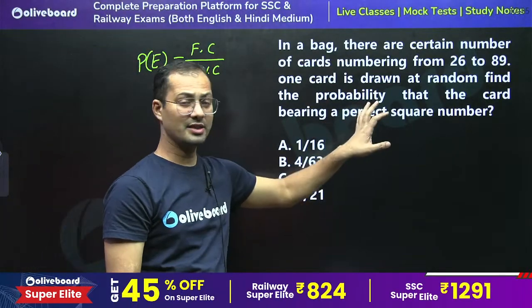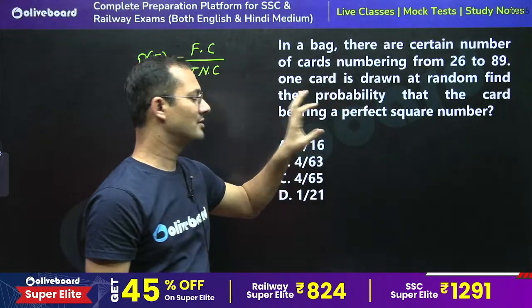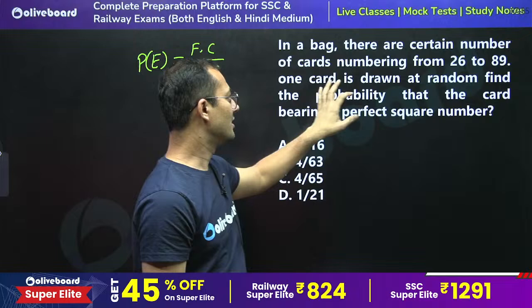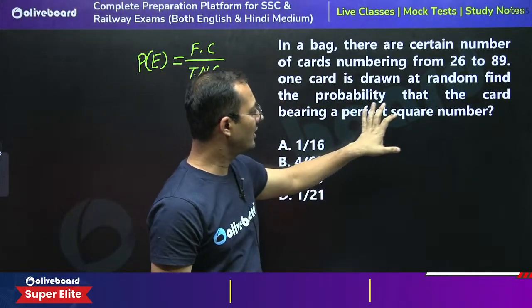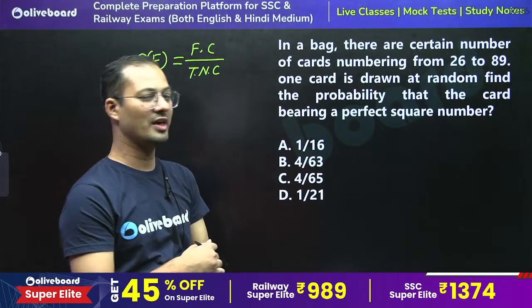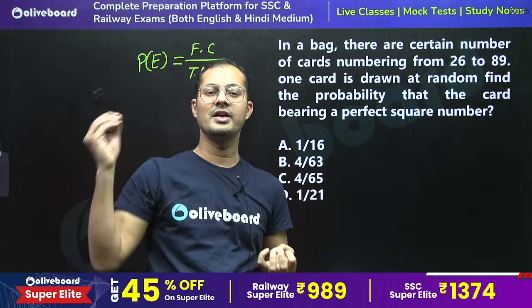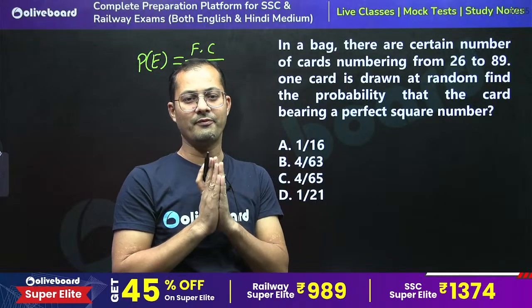Here the question is saying, in a bag there are certain number of cards numbering from 26 to 89, and one card is drawn at random. Find the probability that the card bears a perfect square number, right? So whatever card we draw, that number is going to be a perfect square.